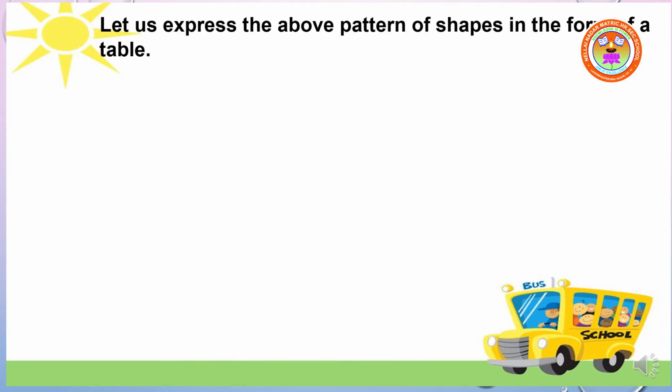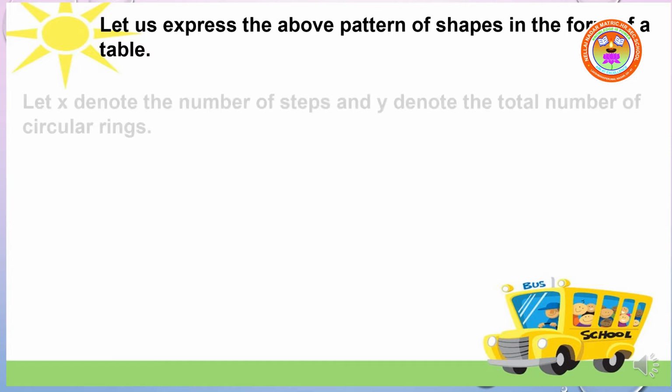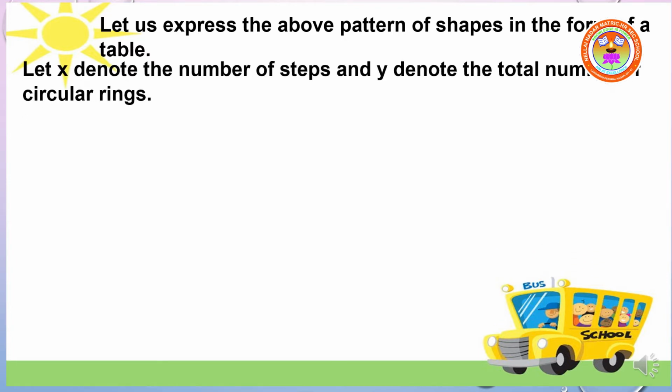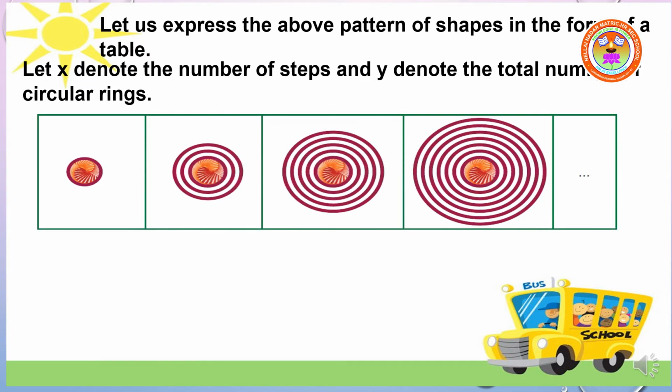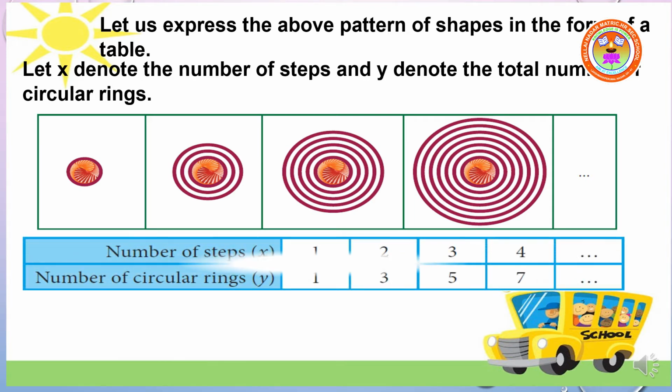Now, let us express the above pattern of shapes in the form of a table. Let X denote the number of steps and Y denote the total number of circular rings. So, now the pattern is again drawn. Now, consider we are drawing a tabular column such that the number of steps is taken as X and the number of circular rings is taken as Y.